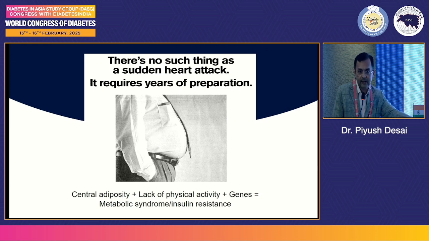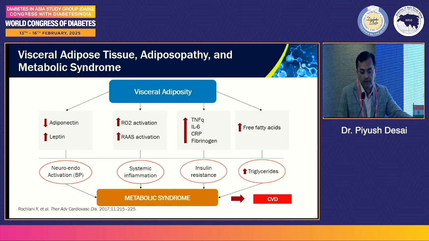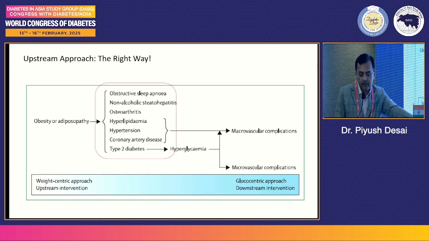And there is nothing like a sudden heart attack, which we hear and read about so commonly. It is central adiposity, lack of physical activity, genes, and over the top, these multiple inflammatory markers in the form of decreased adiponectin level, increased leptin level, ROS activation, RAS activation, TNF alpha, interleukin 6, and CRP elevation, and increase in free fatty acids, which leads to metabolic syndrome and CVD.